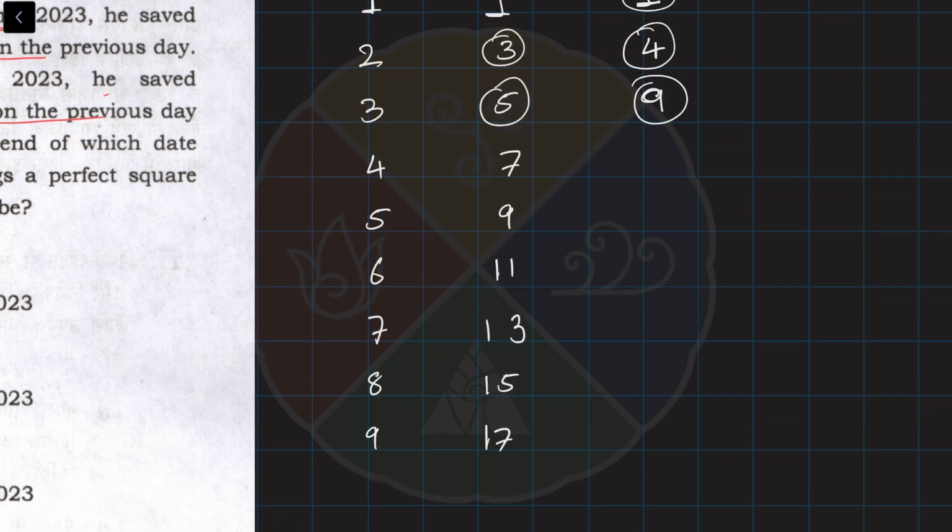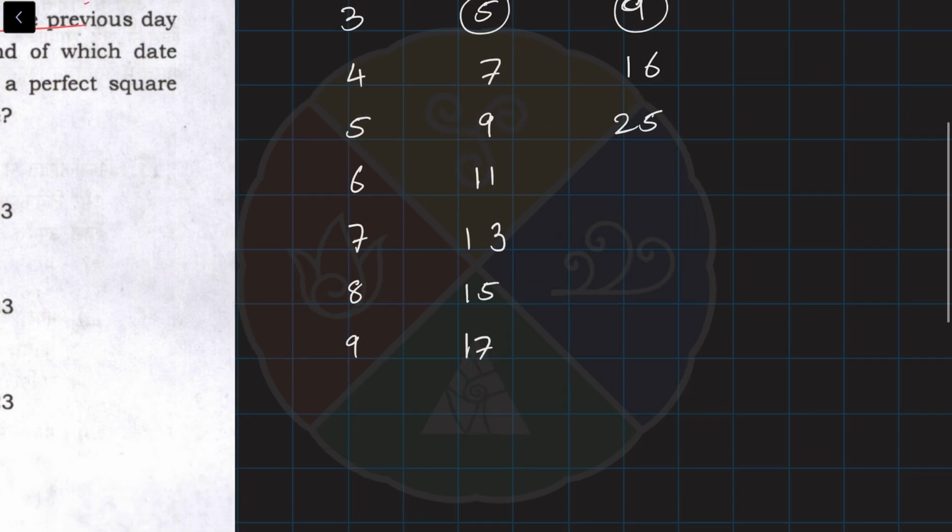On the fourth day, it is 9 plus 7, his savings will become 16. Next day, adding 9 to 16 rupees, it will become 25. Next day, he's adding 11, so it will become 36. Next day, he's adding 13, it is going to become 49. Next day, he's adding 15, it is going to become 64. And again, next day, he's adding 17, the amount is going to become 81.